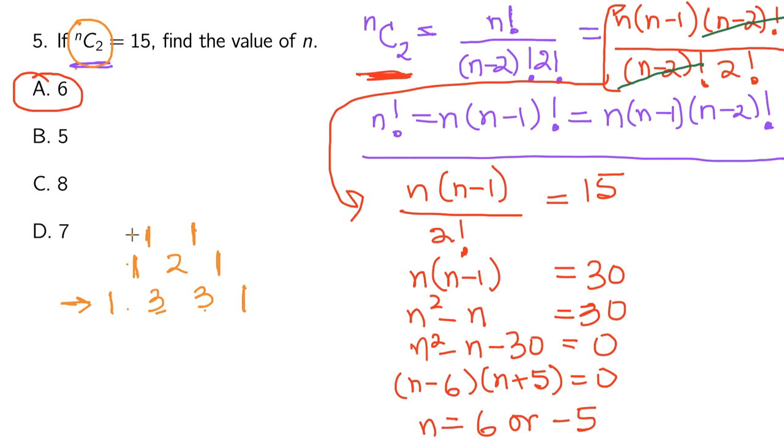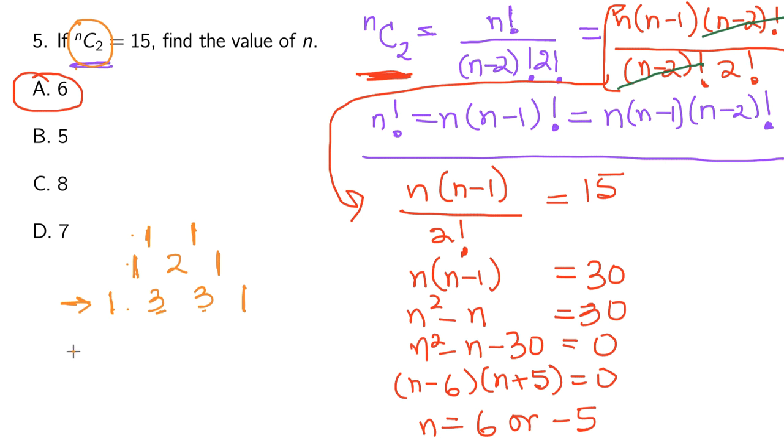So this is row 1, row 2, row 3. This means 3 combination 0 is 1, 3 combination 1 is 3, 3 combination 2 is 3, and 3 combination 3 is 1. So that's essentially what we're looking for. We are looking for a row in which something combination 2 is equal to 15.